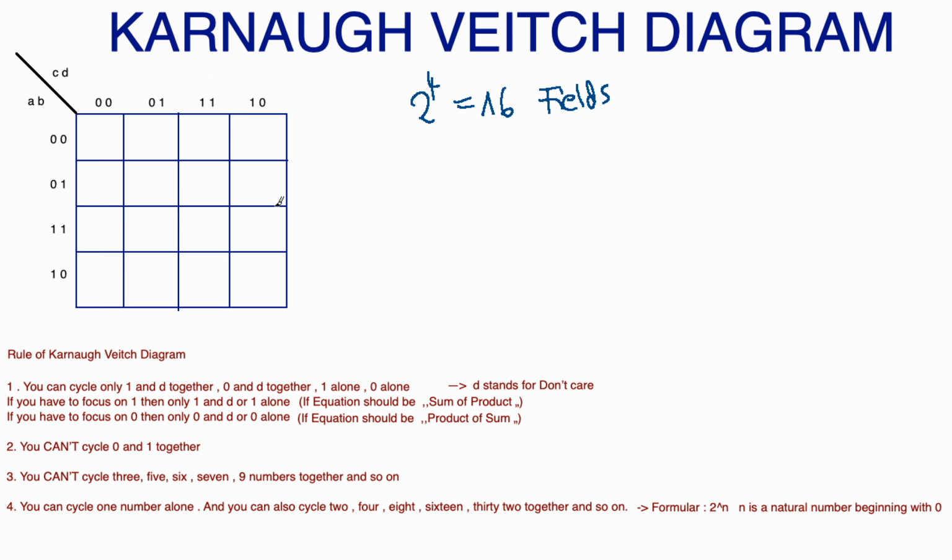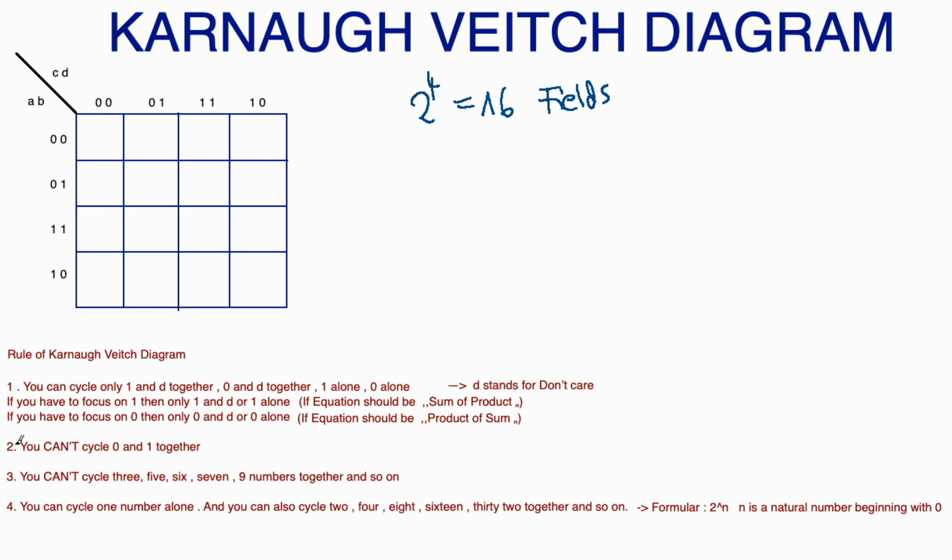Okay? So that means not D. That means D. That means also D. And that means not D. That means not B. That means B, B, not B, not A, not A, A, A. So now you have understood all those numbers on the right and the left side and in the middle of the Karnaugh-Veitch diagram. What's next?